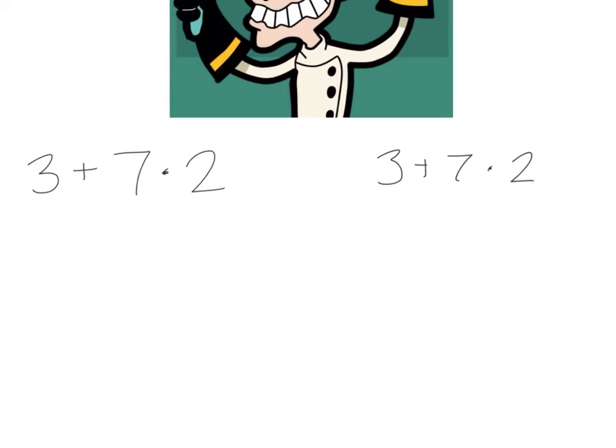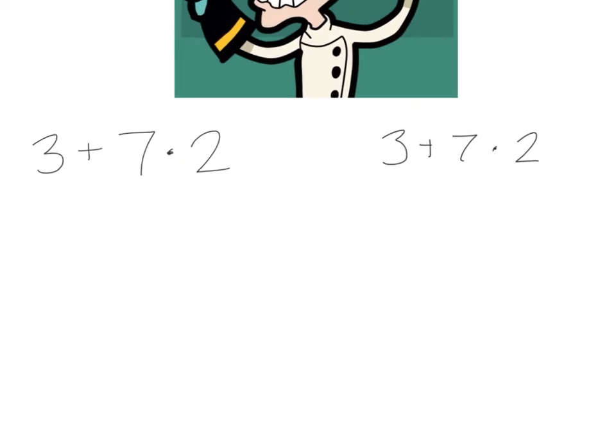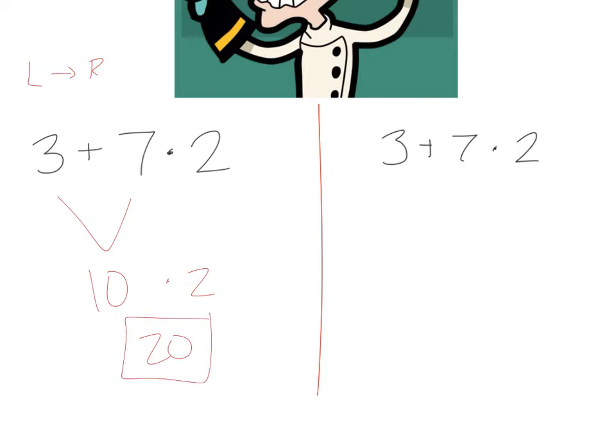Alright, so let's do a little experiment here, if you will. What we're going to do is, same question, right? 3 plus 7 times 2. Make a line. We're going to go from left to right here, okay? Just straight up going from left to right. Alright, so let's see what happens. What's 3 plus 7? Well, that would be the number 10 times 2, and you get 20, right? Okay, that's fine.